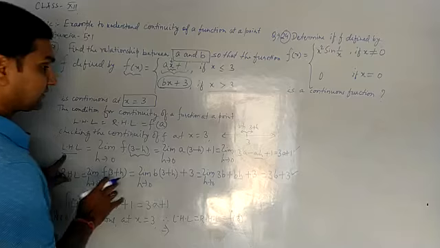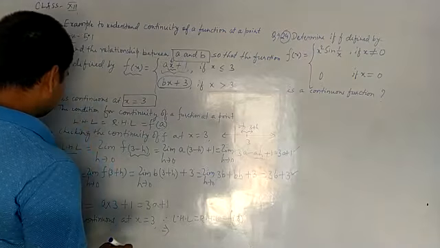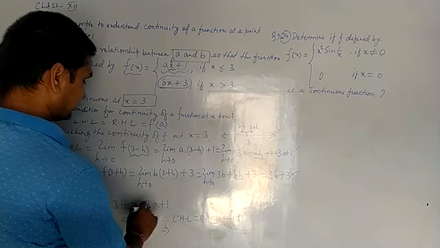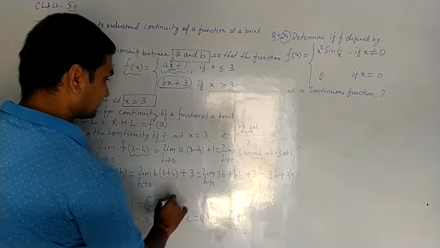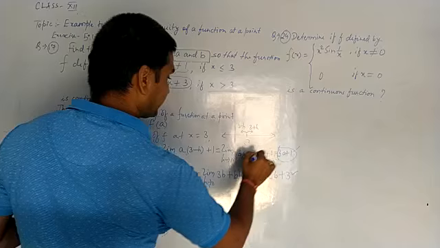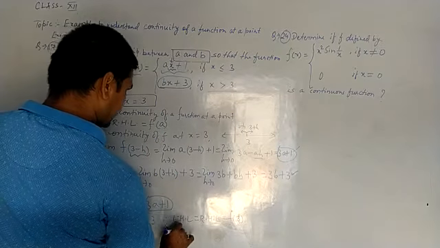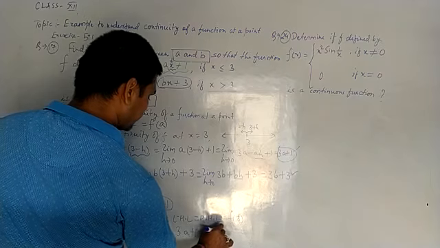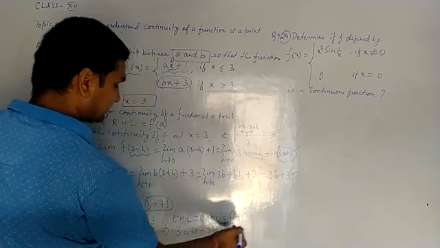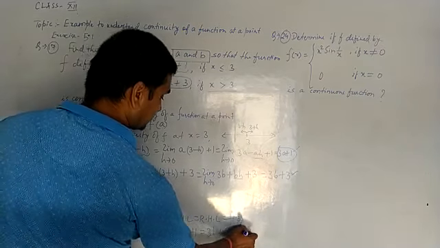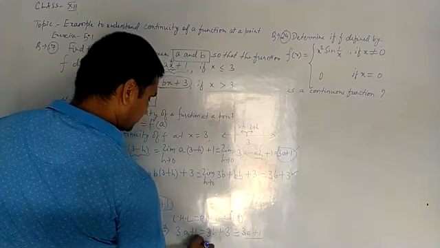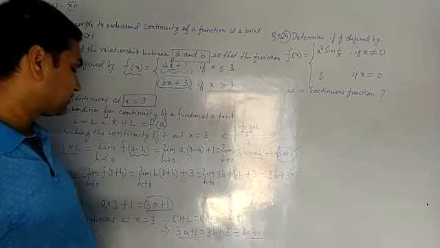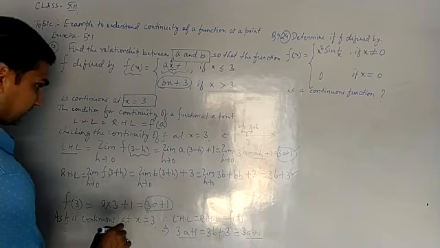What is LHL? LHL is 3a plus 1. What is this? 3b plus 3. And what is f3? f3 is again 3a plus 1. So look, 3a plus 1 and 3a plus 1 are already equal. Therefore 3a plus 1 is equal to 3b plus 3, and that is equal to 3a plus 1. So these two values are already equal.